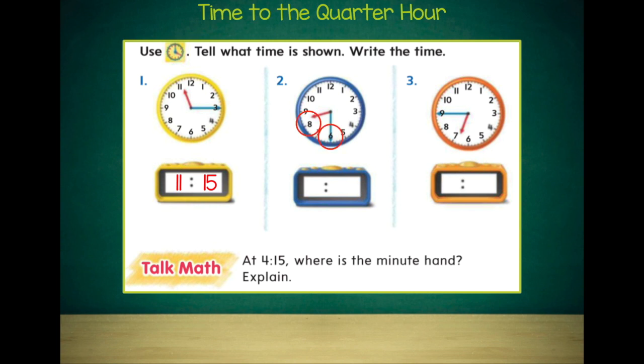In example number 2, notice that the hour hand is between 8 and 9 and the minute hand is at 6. This indicates that 2 quarters, or in other words, half an hour has passed. We read this time as 8:30. In the third example, the hour hand is between 6 and 7, and the minute hand is at 9. This indicates that 3 quarters of an hour passed, or in other words, a quarter till the next hour. We read this time as 6:45.